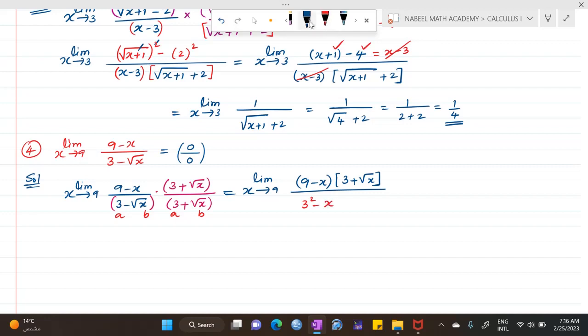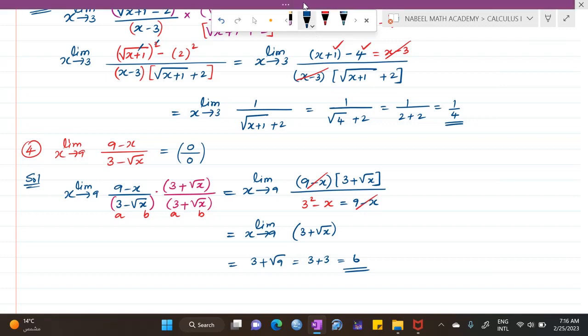Now, if you write this term in the proper form, you will get 9 − x. Now this one and this one get cancelled. Now apply the limits. So what happened here? Limit x approaches 9. The remaining terms you have are 3 + √x. When you apply the limit here, you will get 3 + √9, which is equal to 3 + 3, which is equal to 6.